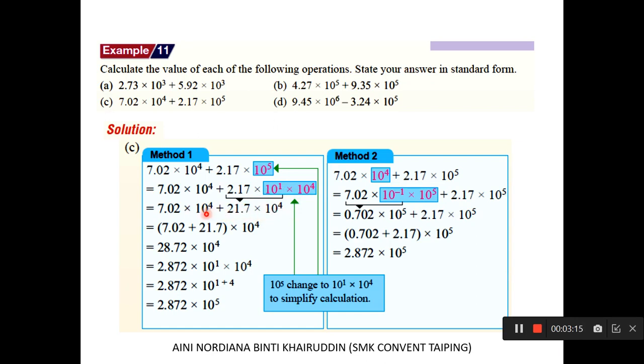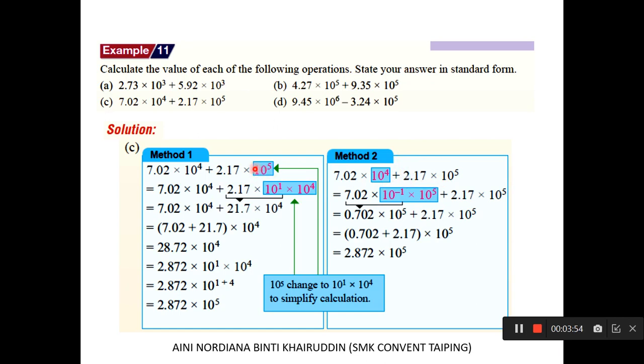Now both are the same value, so we can add the two numbers in a bracket. When you add these two numbers, it becomes 28.72. This is not in standard form, so we have to change this to standard form first. It becomes 2.872 times 10 to the power of 1. Again, this is the law of indices. We can add the powers. So the final answer will be 2.872 times 10 to the power of 5. So this is the first method. Have a look at the second method.